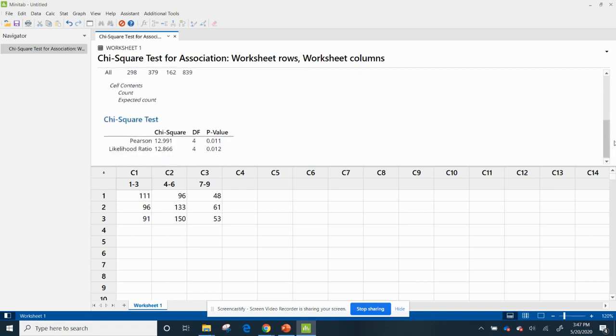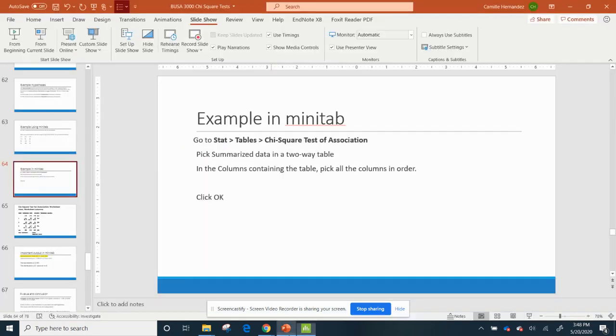But if I keep scrolling down, look what it gives me. We're going to use this Pearson number. We're going to get our chi-squared value of 12.991. Degrees of freedom is 4. Remember, you don't even have to worry about that big old long formula. It's given to you here. And my p-value is 0.011. Right, so let's go back and see what I got.